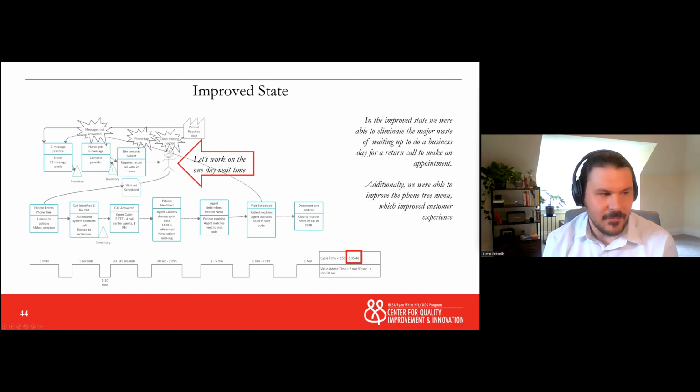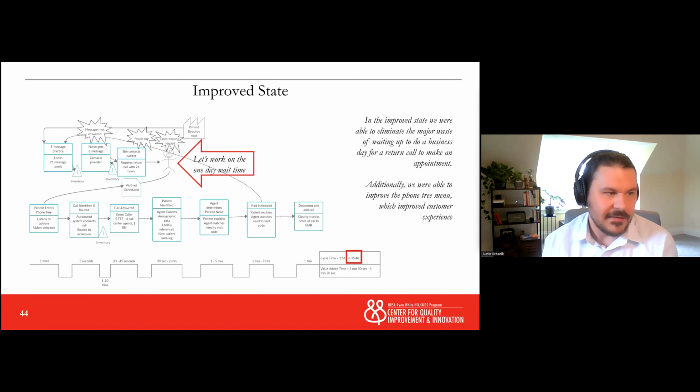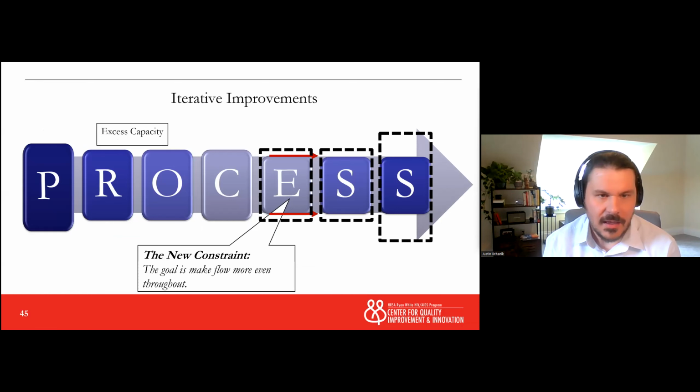So now our wait time for an appointment is still pretty variable. It can still be maybe 6.5 hours, right? And so there's a super low percentage of value at a time. People just want to get their appointment and move on to the next thing. So what do we do next? We tried one idea that got rid of the major wait, but what comes next? So we want to start making iterative improvements. We want to look at, okay, now that the 1-day wait time is gone, what's contributing to this 6.5 hours? And we want to make this flow more even throughout.